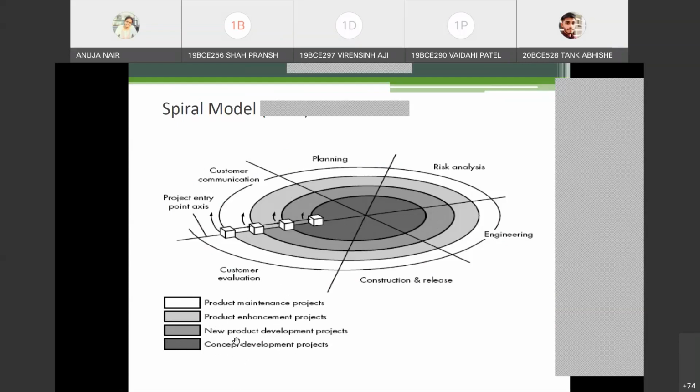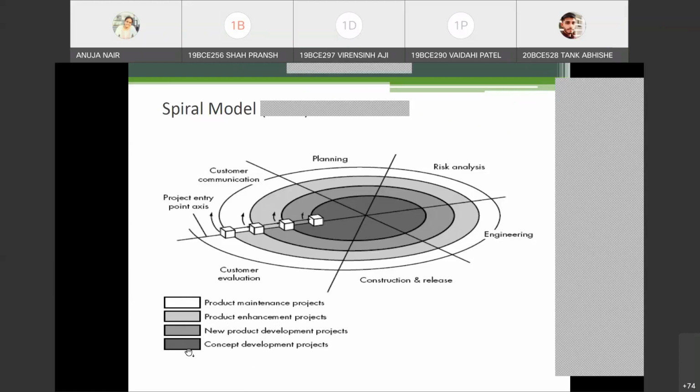Basically, you are trying to find out what is the concept of your project. So according to you, ऐसा कुछ नहीं है कि यही phases होने चाहिए. It's up to you. Even if you don't write these phases, then also it is fine, right? You can give some another name. So here the names given are concept development, new product development, product enhancement, and product maintenance. So these are the 4 phases that a project goes through. That's why it's written like this.